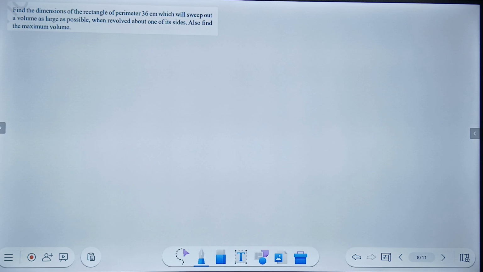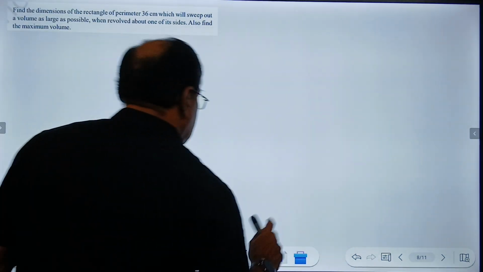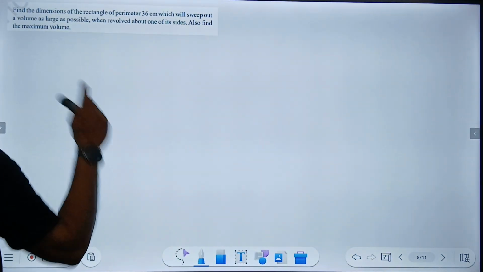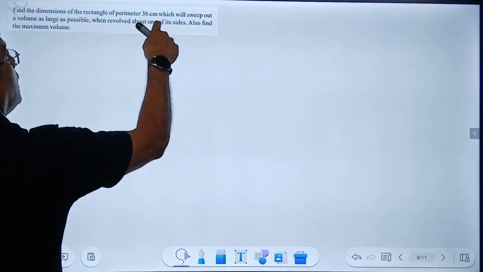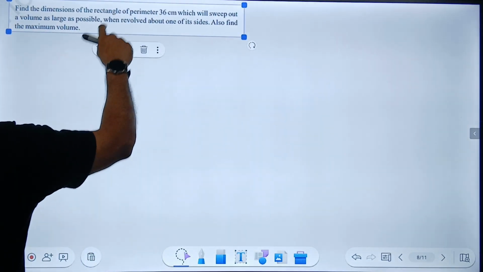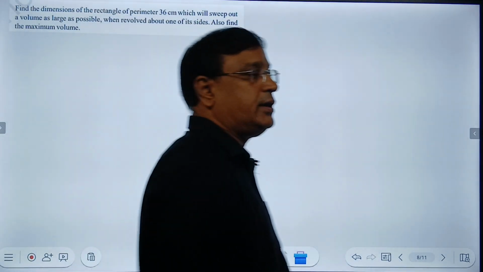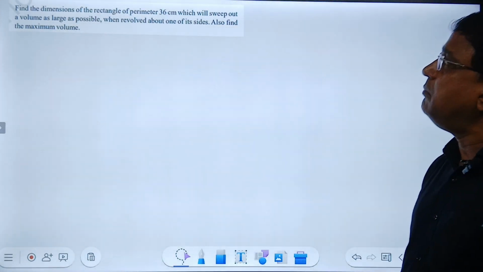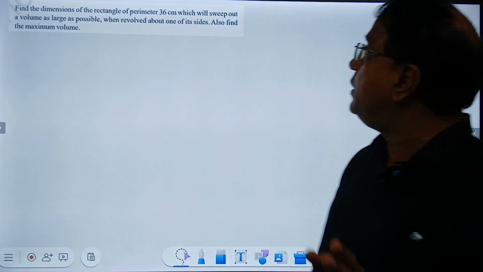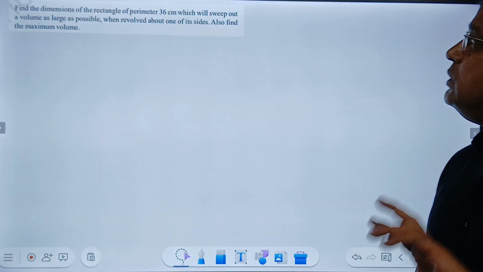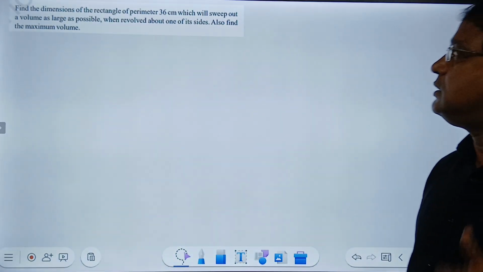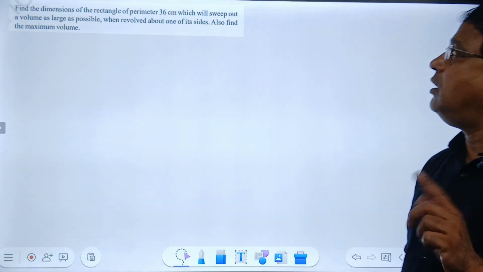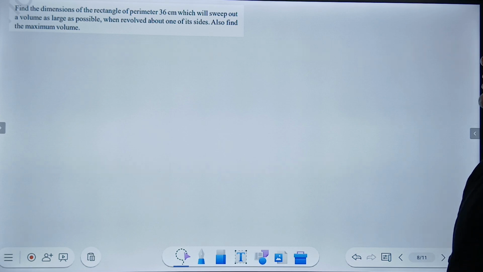Now let's go to the last problem. I think this is, no, I have one more after this. So this is also a very nice problem. Just have a look at it. Find the dimensions of a rectangle of perimeter 36, which will sweep out a volume as large as possible when revolved around one of its sides.